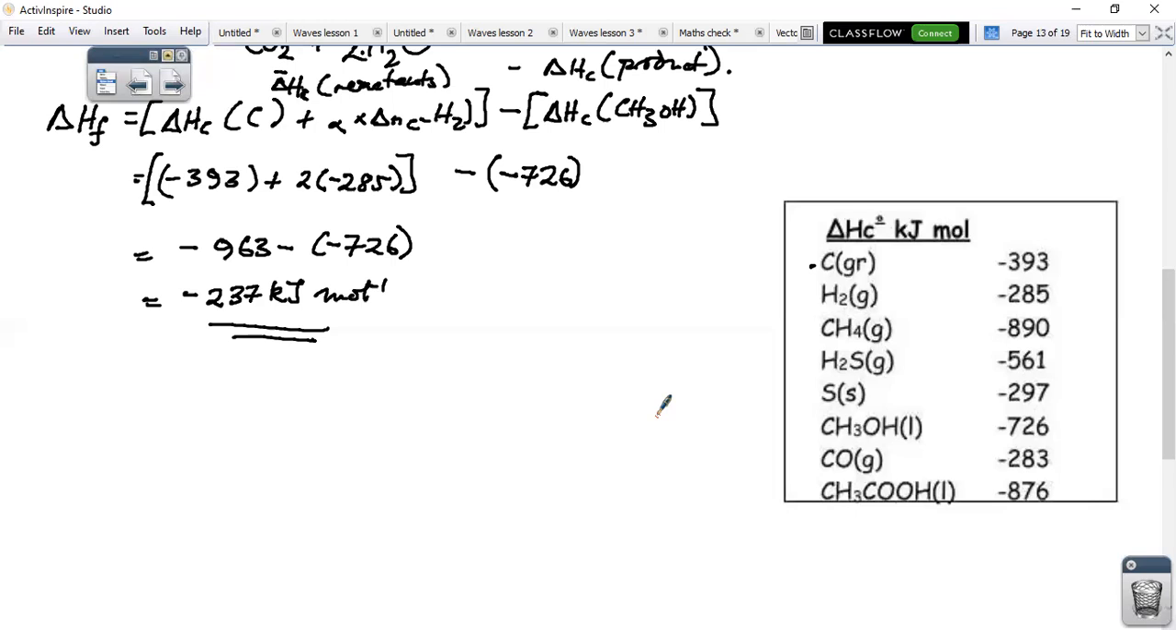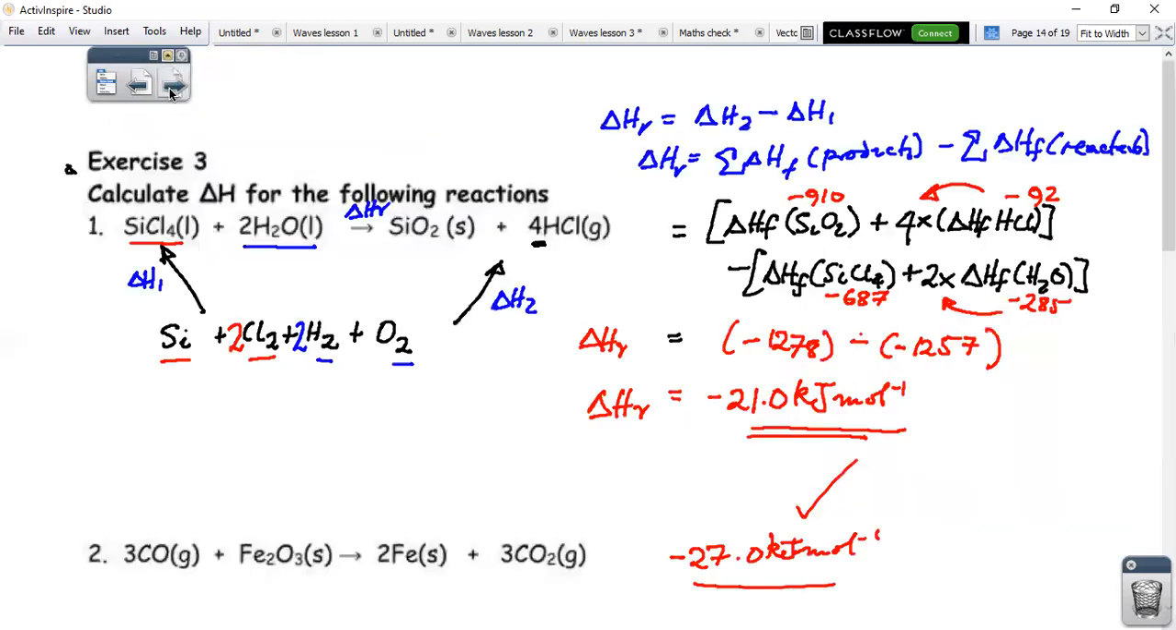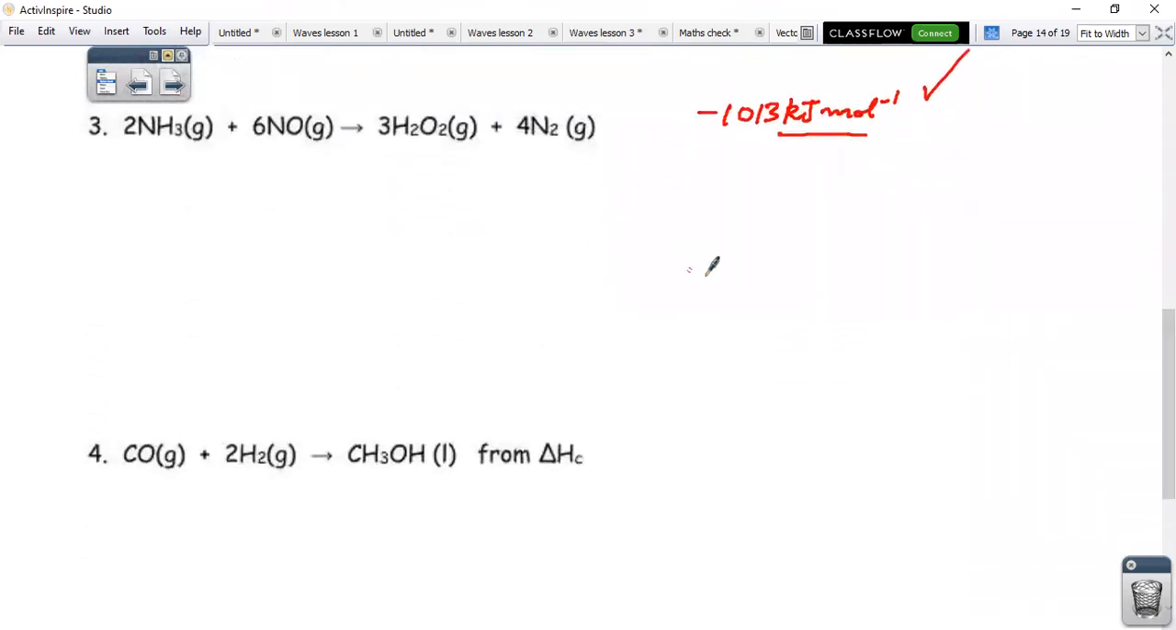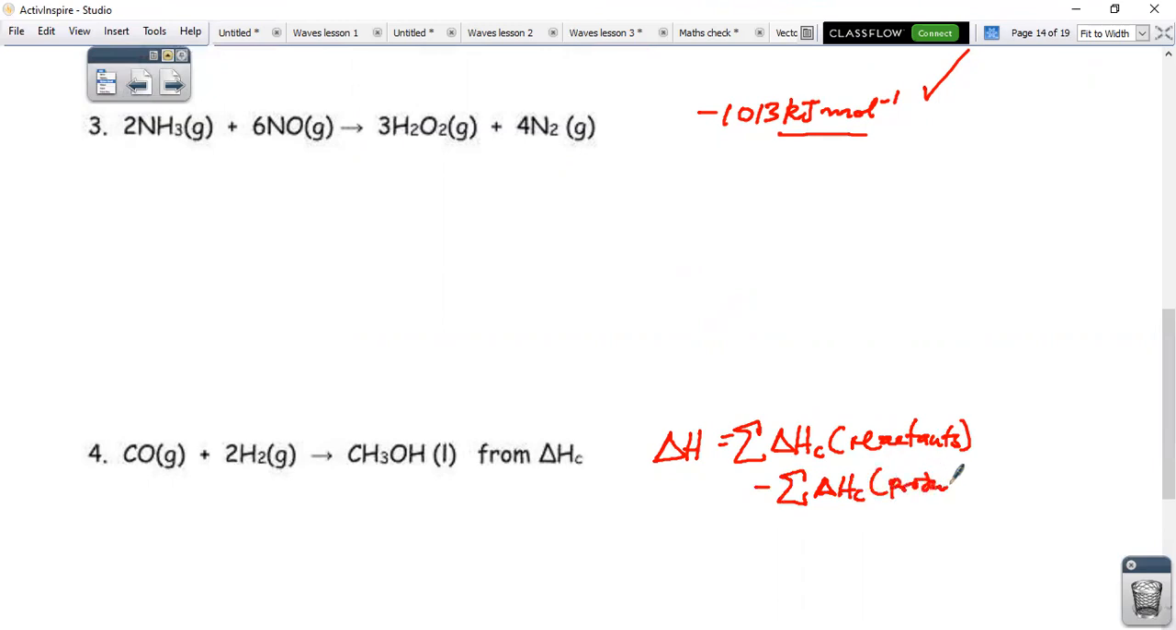I got minus 1,579 kilojoules per mole. Oh, that's a bit too high. For this one though, the key thing is that because we're using enthalpies of combustion, delta H is the sum of the enthalpy of combustion for the reactants minus the sum of the enthalpy of combustion for the products. So you had that to start with?